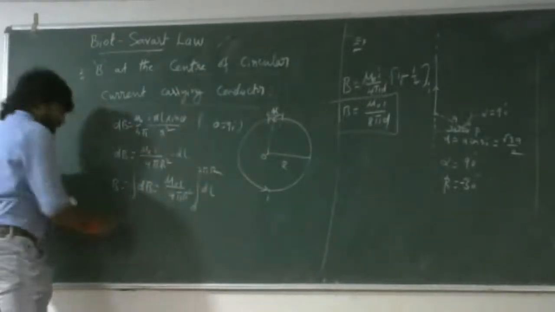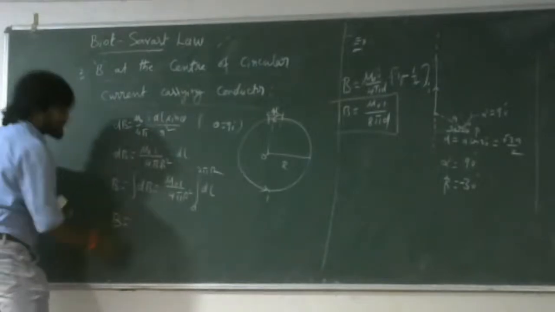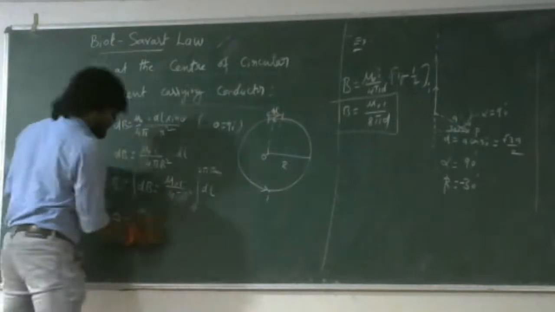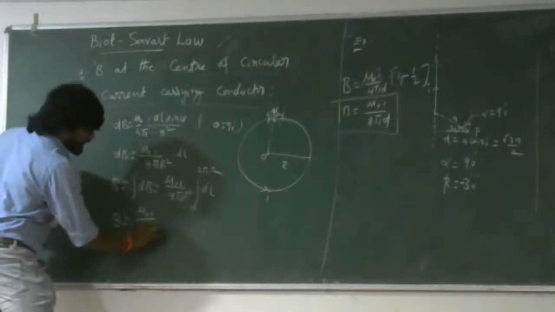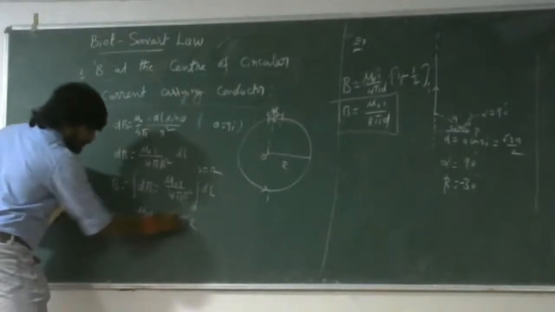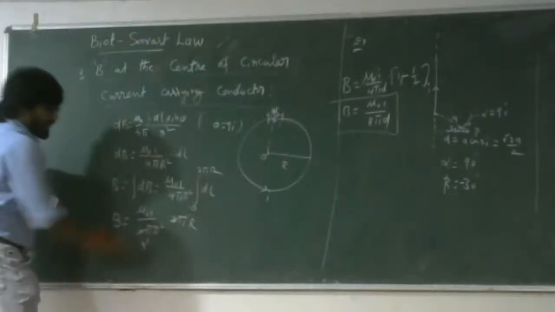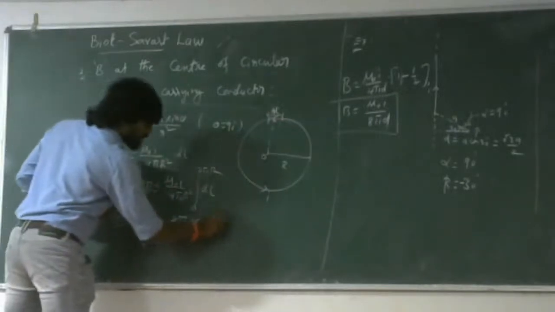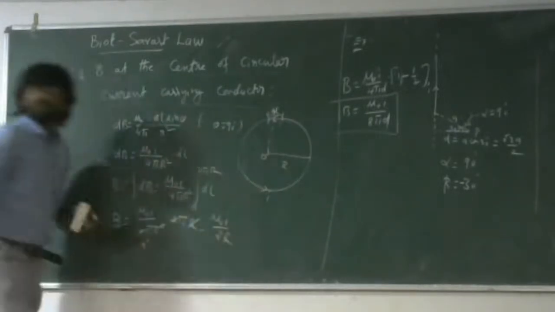Simplifying further, we get B at the center of a circular loop is mu naught I by 4 pi R square into 2 pi R. 2 pi, 2 times, and one R gets cancelled. So B equals mu naught I by 2R. Is it clear?